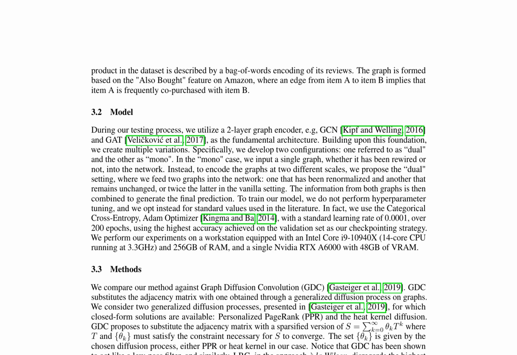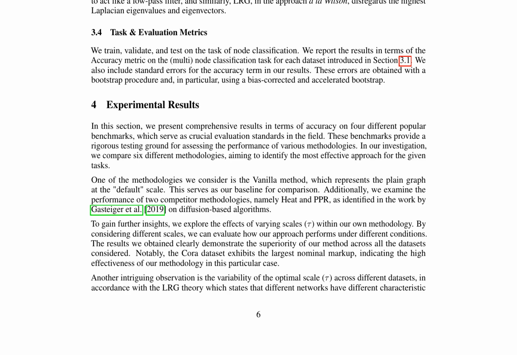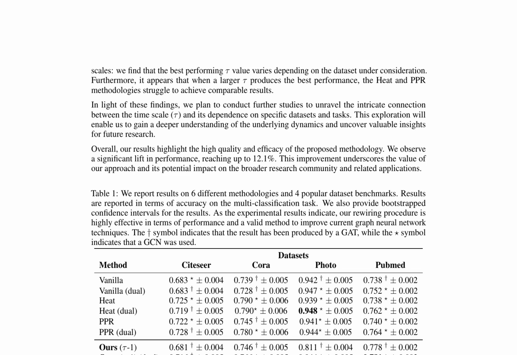The authors compare their method with other state-of-the-art methodologies, such as HEAT and PPR, as well as a vanilla baseline. The results demonstrate the superior performance of the LRG method across all datasets, with the Quora dataset showing the largest nominal markup. Interestingly, the optimal scale, tau, varies across different datasets, aligning with the LRG theory that different networks have different characteristic scales. The proposed methodology integrates the renormalization group, RG, with current graph neural network, GNN, practices, enhancing the performance of GNNs in various benchmarks.